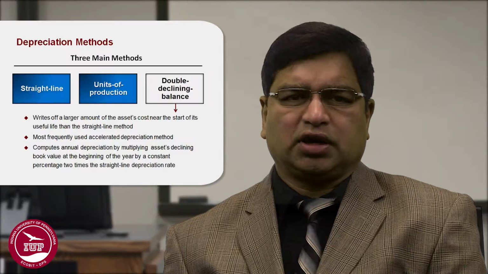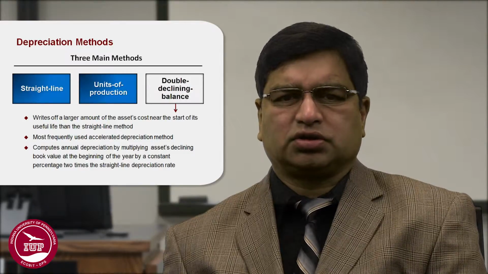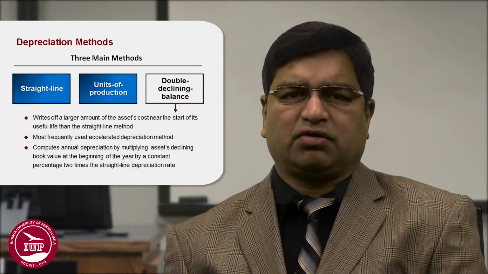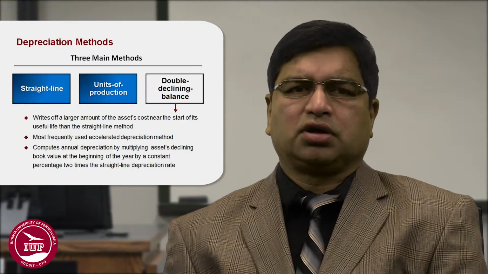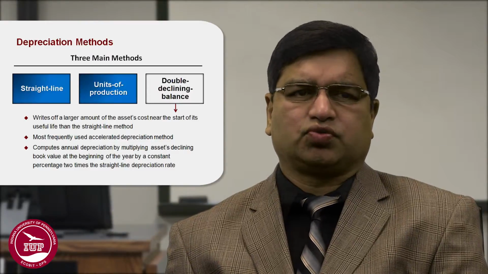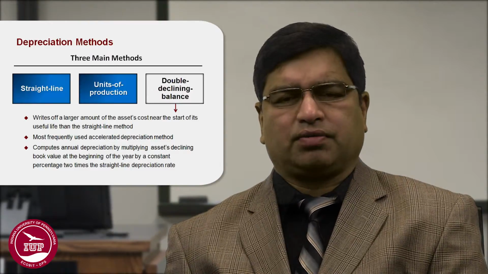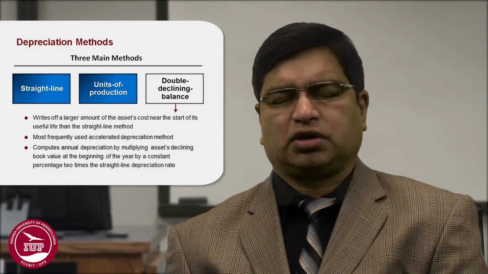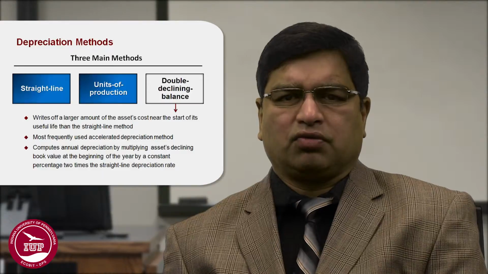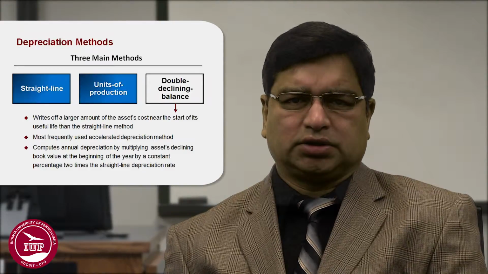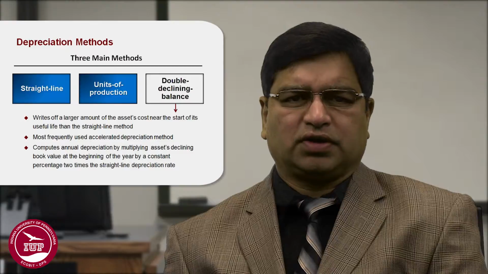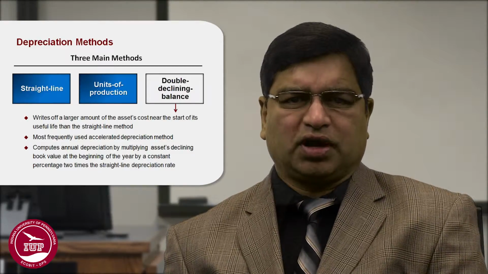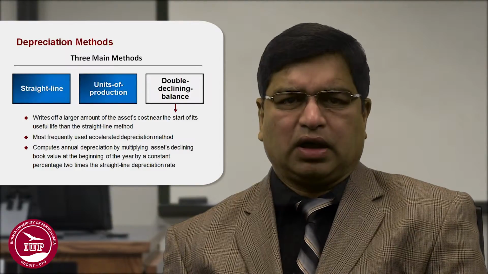When you use the double declining balance method, why is it called double declining? Because whatever the straight line rate is, in this case the straight line rate was 20% because 1 divided by 5, which is the life of the asset, is 20%, so you double that to 40%. When you use the double declining balance method, you write off the larger amount of asset cost near the start of the useful life of the asset.